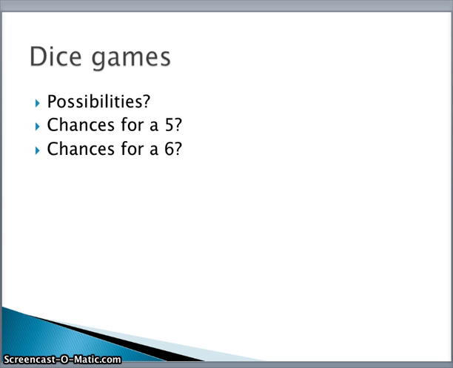For this, we're just going to take a look at one normal die. It can be anywhere from 1 to 6. This means 6 different possibilities. There's only 1 of each number, so getting a 5 is 1 out of 6, same as the chances of getting a 6, which is 1 out of 6.